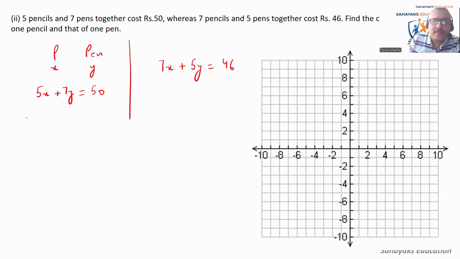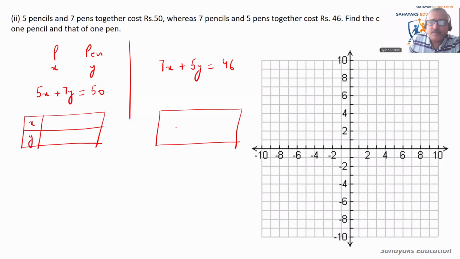Now again, we'll make a table here, and after the table, we'll make the graph. So we put the value of x and y. Here also we'll do the same thing. We have to find 2 points because a minimum of 2 points are required for making a line. So let me just put the value of x as 3. I'm putting 3 because I know 7 fives will become 35.